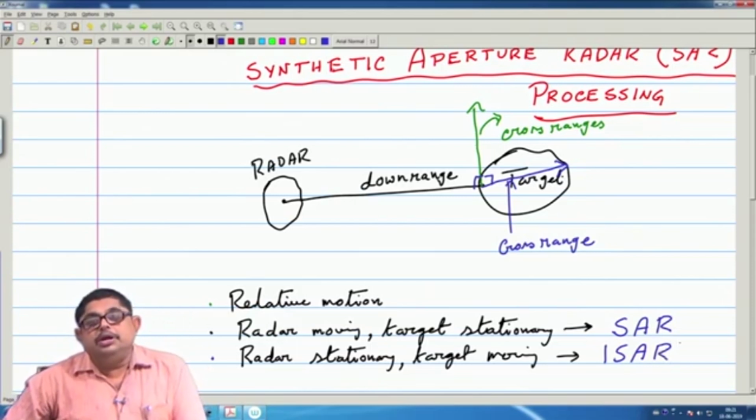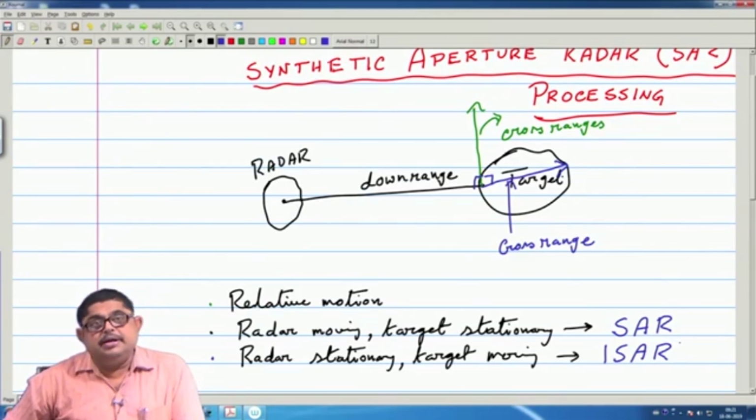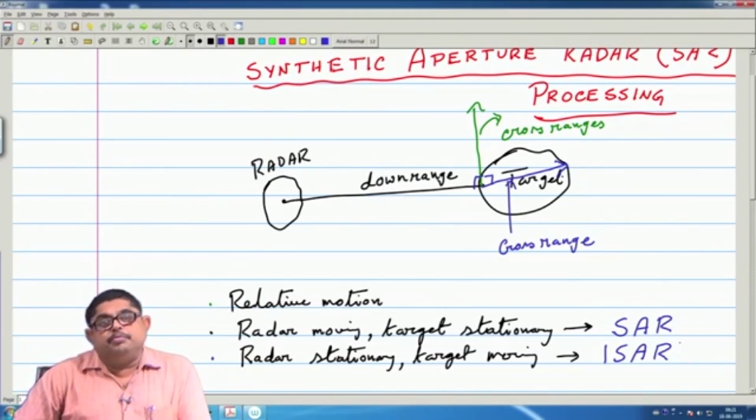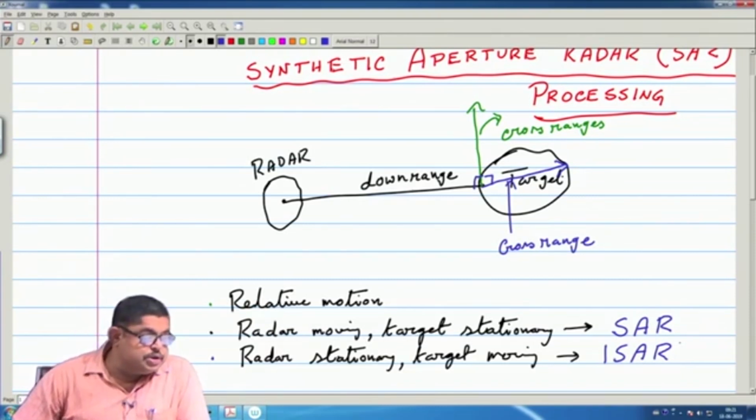Actually, all this synthetic aperture processing is generally used in imagery, remote satellite based imagery, then aircraft based imagery, basically ground imagery or a planet's surface, planetary ground imagery. There this technique is heavily used.